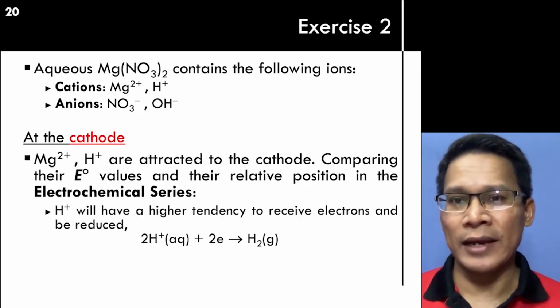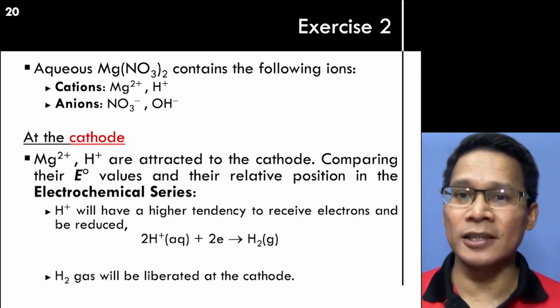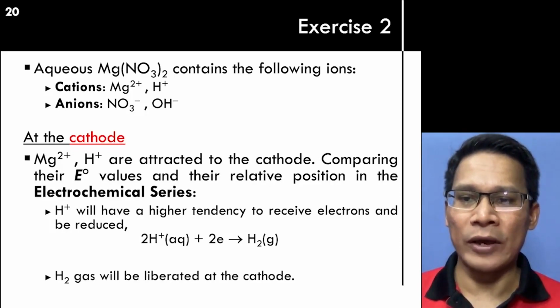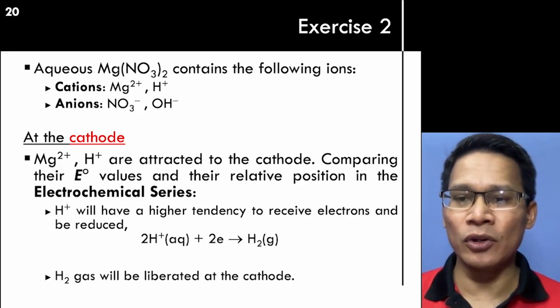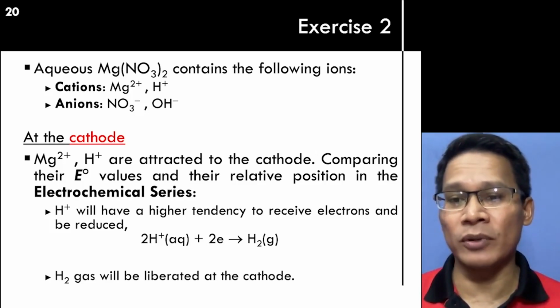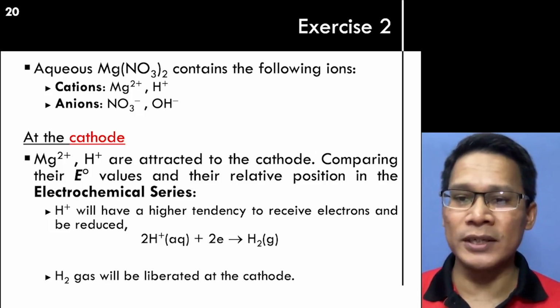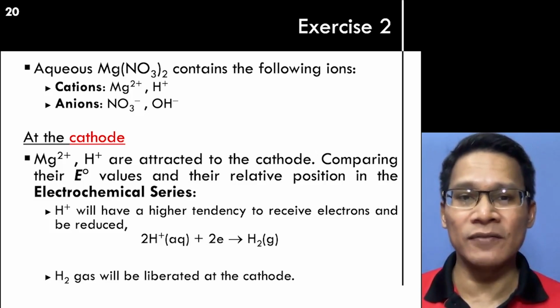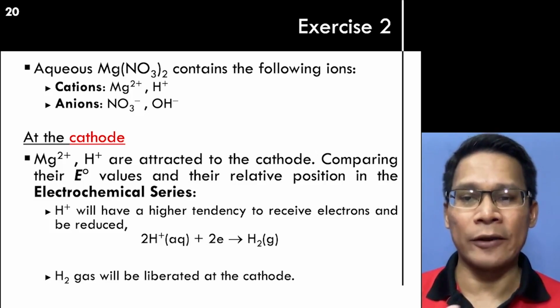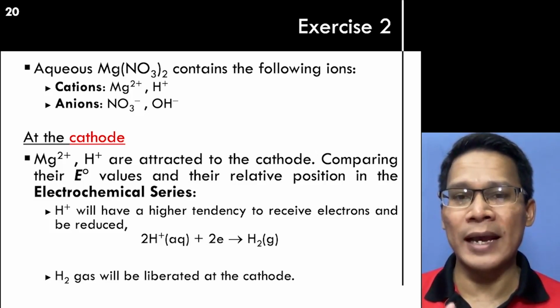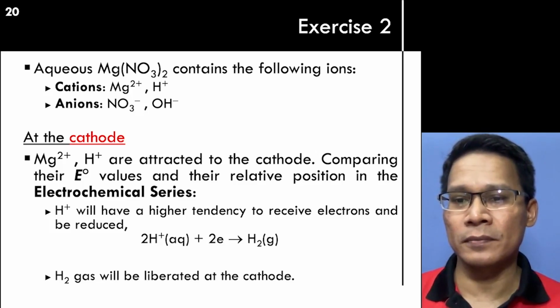Both magnesium ions and hydrogen ions are attracted to the cathode. However, due to the higher E0 value of hydrogen ion, as seen in the standard reduction potential table, hydrogen ion will be discharged by receiving electrons. Hydrogen gas will be formed at the cathode.